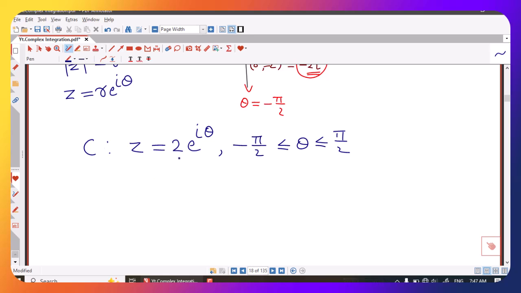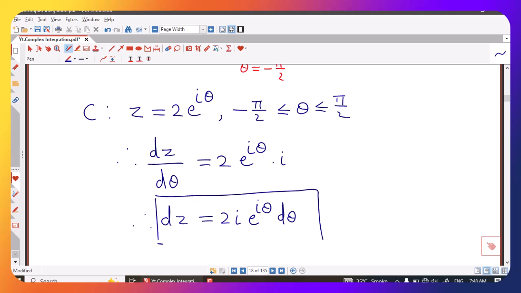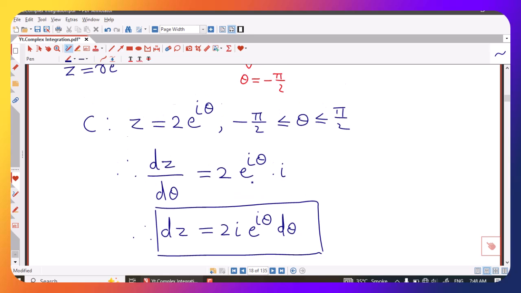Now because z is a function of theta only, we can find the derivative of z with respect to theta. dz by d theta is 2 times the derivative of e raised to i theta, which is e raised to i theta into the derivative of i theta with respect to theta, which is i, and therefore we can write dz equal to 2i e raised to i theta d theta. So we will replace dz by this expression in the given integral.